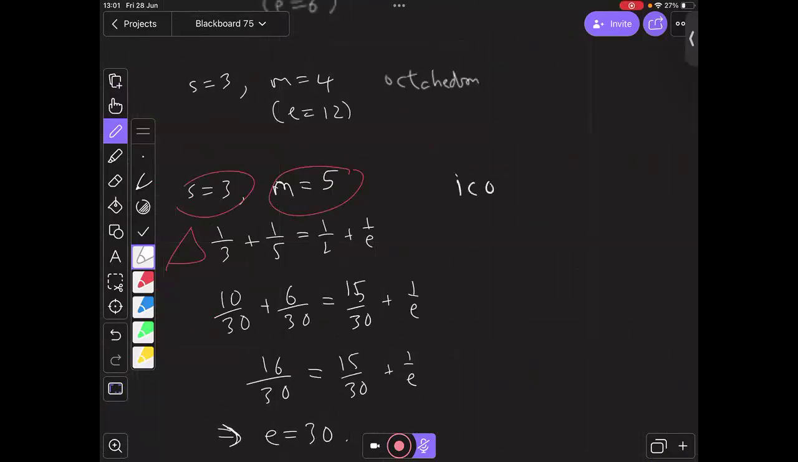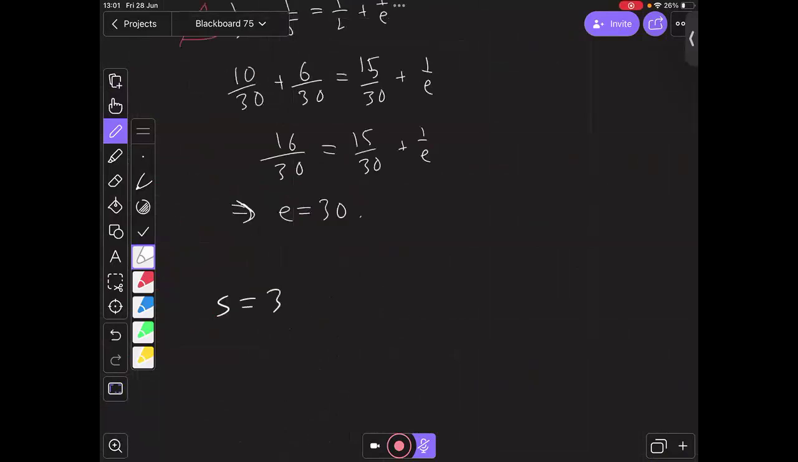And so the very last one I'll do is what happens if you say S equals 3 and M is bigger than or equal to 6? Because we've done M equal to 3, 4, and 5. What if I chose 6 or bigger? And you see what happens now? I get 1 over 3 plus 1 over M equals 1 over 2 plus 1 over E.